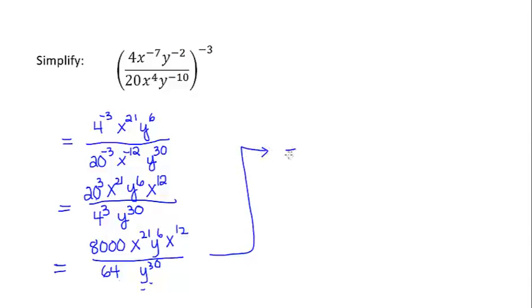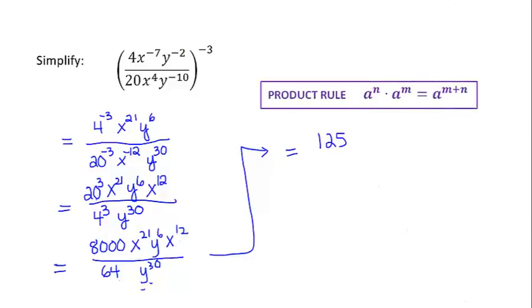Let's rewrite our expression up here. So we have 8,000 over 64, and if you divide that, you'll discover that 64 goes into 8,000 125 times. So now let's work with x to the 21st, x to the 12th. Now you have two like bases. They're being multiplied, so we have to use our product rule. Recall, our product rule told us that if you have like bases, you add the exponents. So x to the 21st, x to the 12th, we will add those exponents together, and we'll get x to the 33rd power.